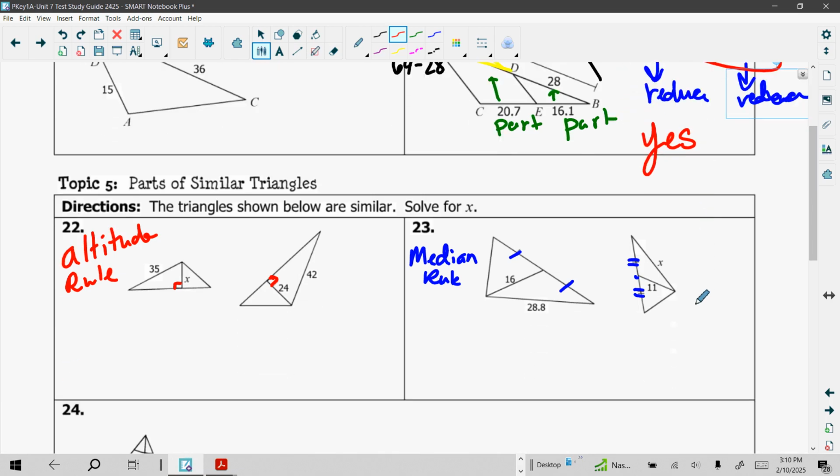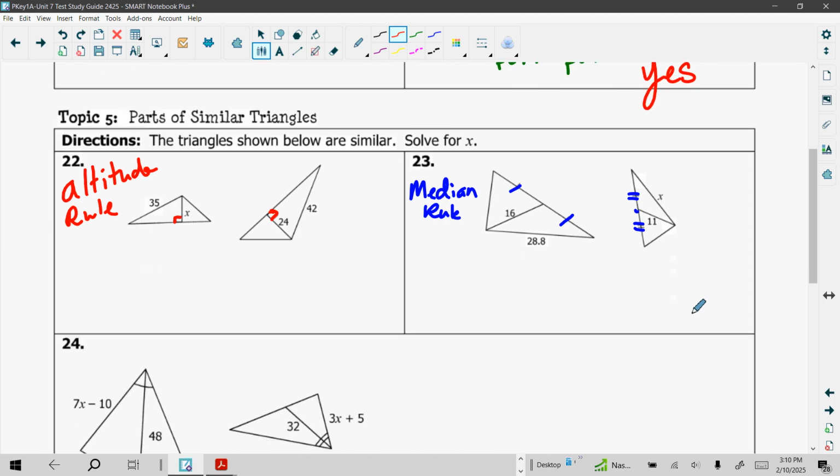Now part 5, parts of similar triangles. This was in our spiral after our blue flip book. So we had some notes over this. It had the altitude, the median, the angle bisector. So what you want to remember, altitude is the segment that's perpendicular from the vertex to the side. We see the boxes, that tells me we have the altitudes here. So I can compare those together. My x altitude goes with the 24 altitude, and in that triangle that would be 35 is to 42. And so then we're just cross multiplying.